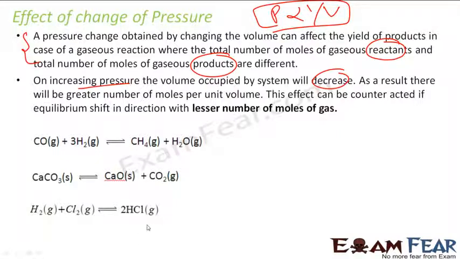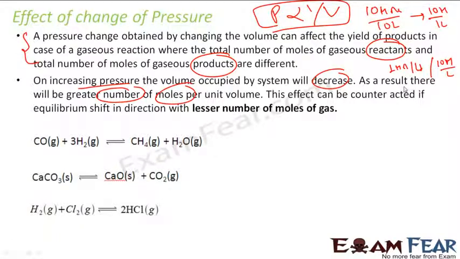So what will happen if you increase the pressure? There will be a greater number of moles per unit volume, because the volume is decreased. For example, it had 10 moles in 10 liters, so it was 10 by 10, that is 1 mole per liter. Now if you decrease the volume to 1 liter, the moles are the same, so the concentration becomes 10 moles per liter, correct?